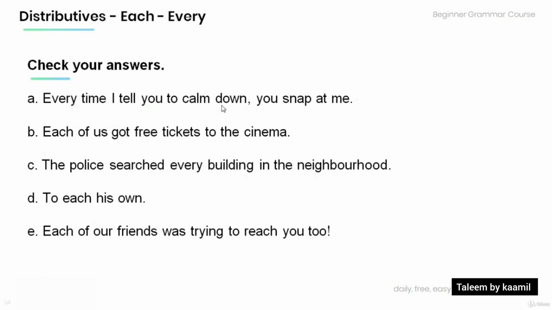Every time I tell you to calm down, you snap at me. Each of us got free tickets to the cinema. The police searched every building in the neighborhood. To each his own. Each of our friends was trying to reach you too.